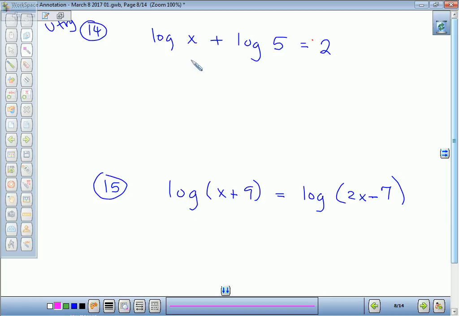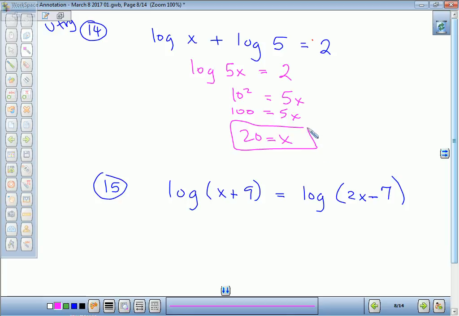Okay, so when we condense, it becomes log. We're still working in base 10 because it's the common log. And so when we switch forms, it becomes 10 squared equals 5x. So 100 is equal to 5x, and x would be 20. Now, at the beginning of the lesson we said that we can't have a negative base or a negative answer. So if I plug in 20, do I get a negative? No, it works.